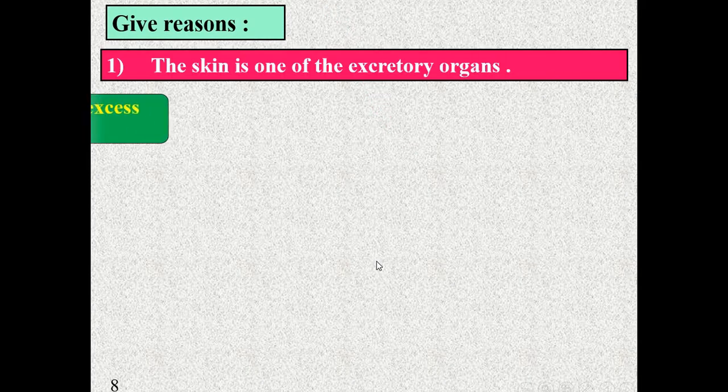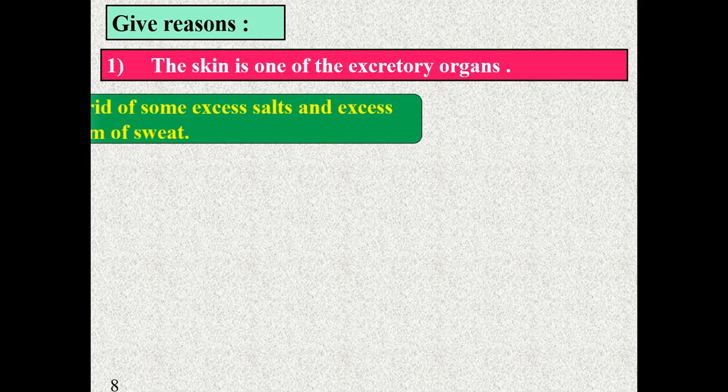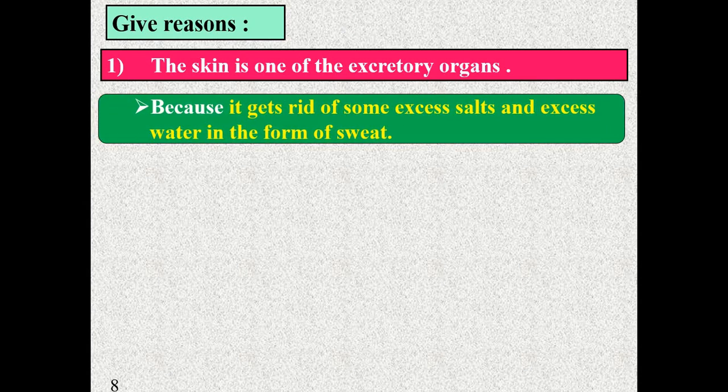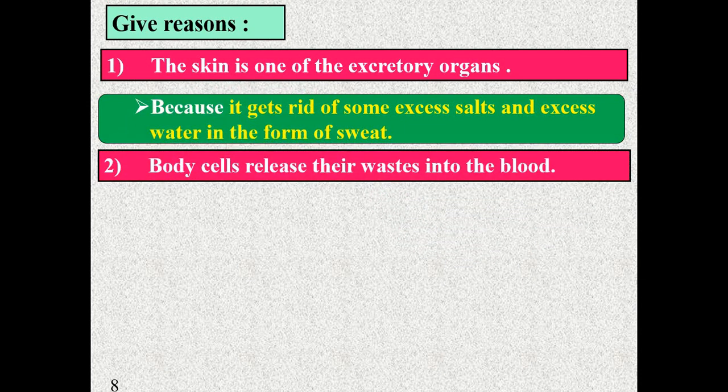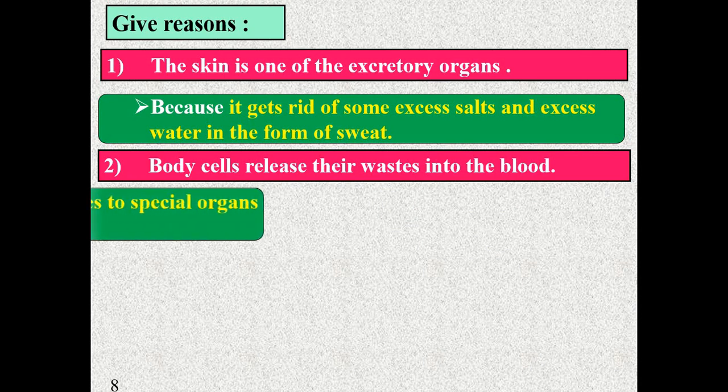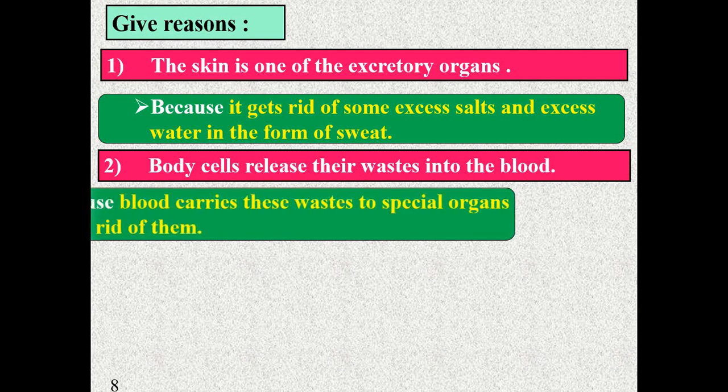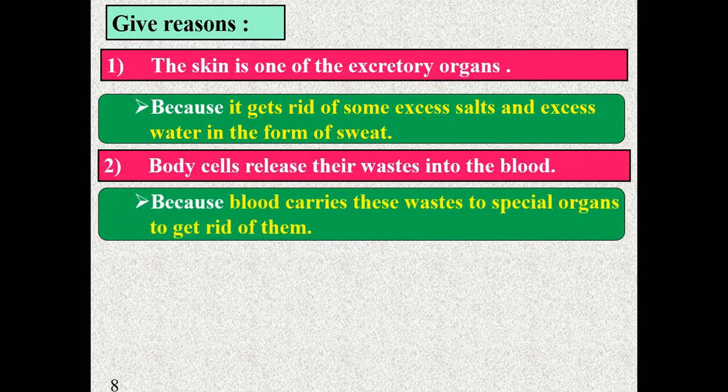Give reason. The skin is one of the excretory organs because we can get rid of the excess water and salt through sweat, in the form of sweat through the skin. The body cells release their waste into the blood because the blood will carry this waste to a special organ to get rid of it.